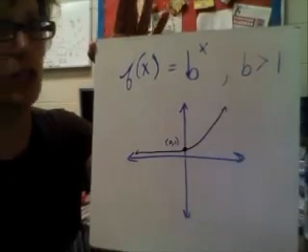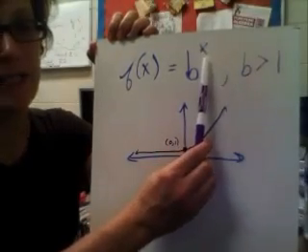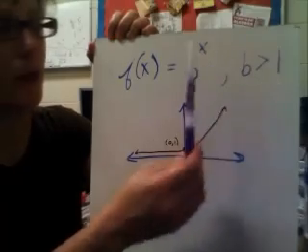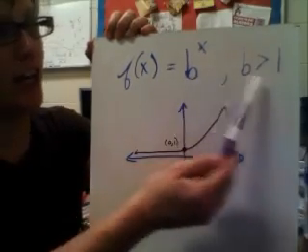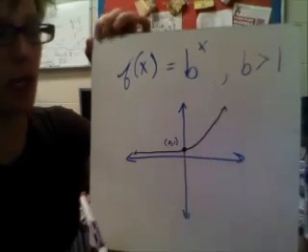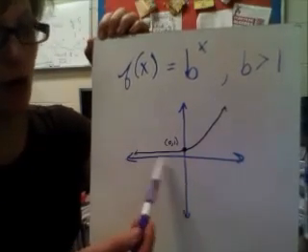An exponential function looks like this. Your x is now an exponent. That's what exponential means. B can be any number. If b is bigger than 1, we're talking about exponential growth, which means your graph will go up.